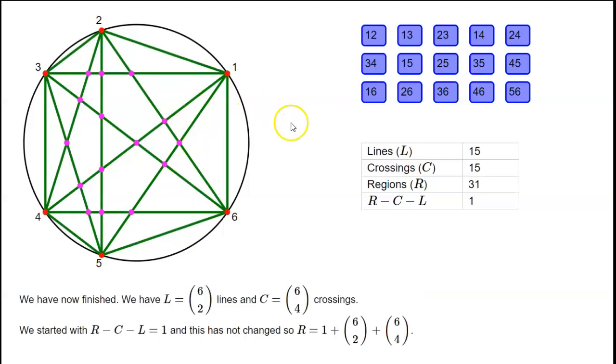So now here we are at the end. Our L is going to be 6 choose 2, C is going to be 6 choose 4, and R is going to be 1 plus C plus L, so it's 1 plus 6 choose 2 plus 6 choose 4. And it's going to work out in this case that that's equal to 31. And in general, if we had started with n points around the circumference of the circle, and we join them all up by as many lines as possible, and then count the crossings and count the regions, it's always going to work out that the number of regions is 1 plus n choose 2 plus n choose 4.